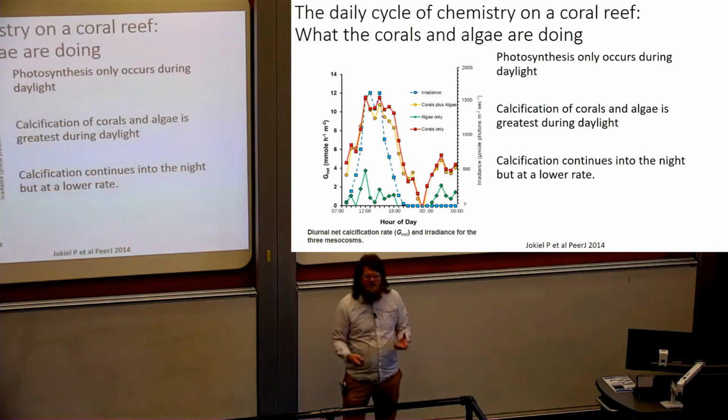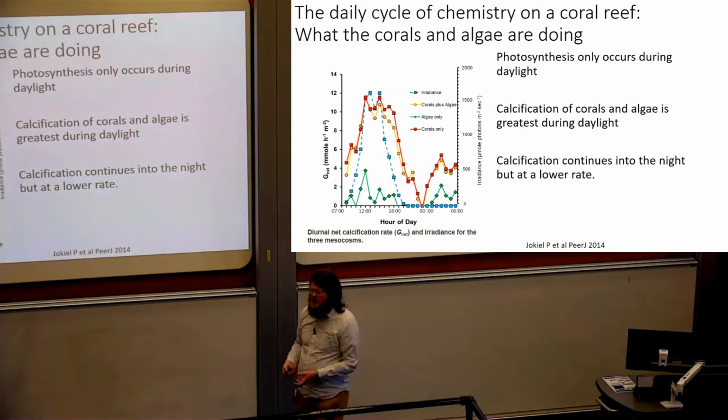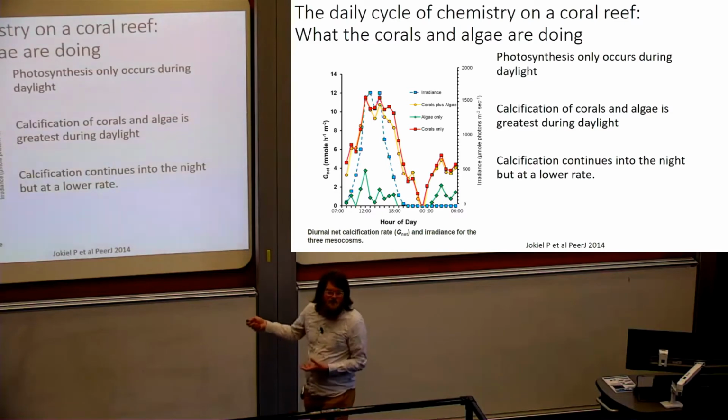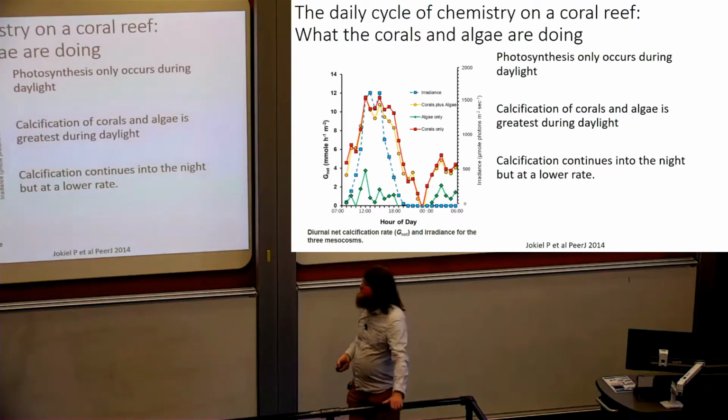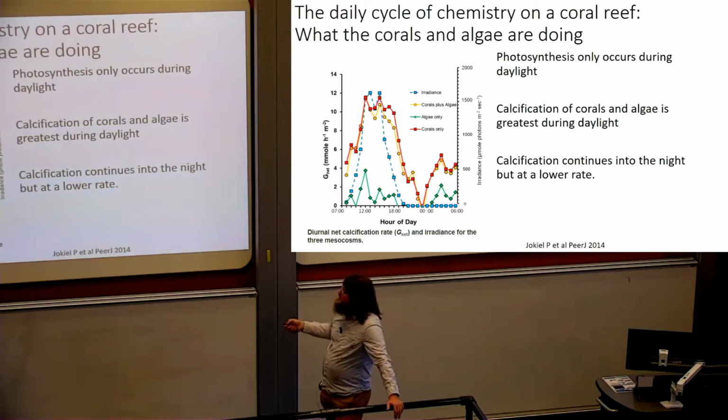It might use some energy to grow that calcium carbonate skeleton. And when you've got more energy, when it's sunny, you're producing more energy through these photosynthetic symbiotic algae. You can do more stuff, but at night time, you can't do so much stuff because you've not got so much food.